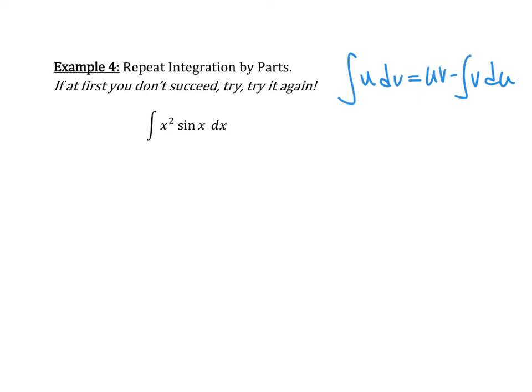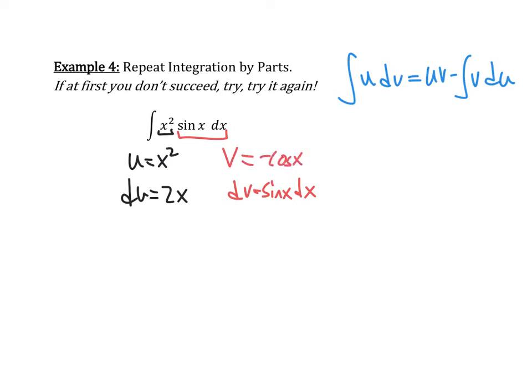All right. So now we're going to look at one that's going to require repeated integration by parts. Okay, so let's try this out. Here we've got u to be x squared, so du is going to be 2x dx. That's kind of nice because it dropped a degree. And that means dv would be sine of x dx. And if we integrate both sides, we get the integral of sine is negative cosine of x.